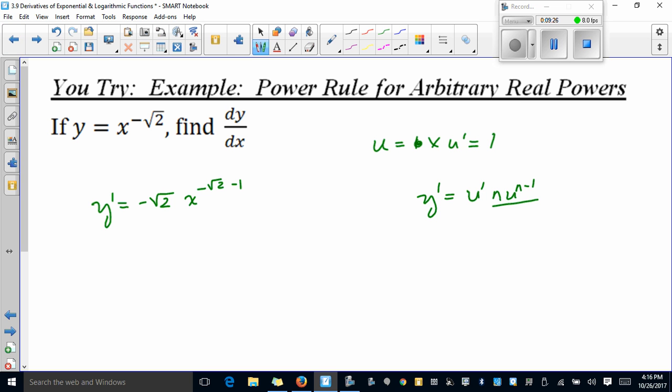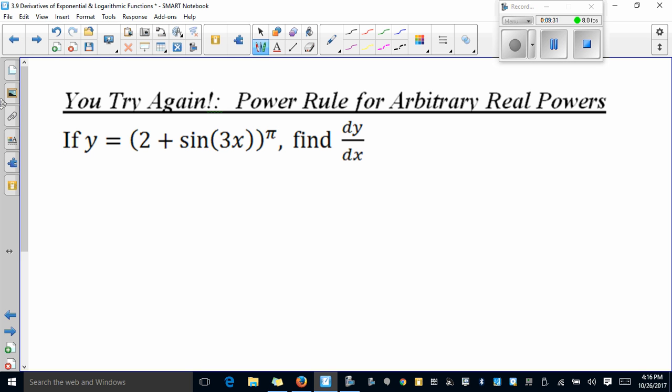Okay, power rule of arbitrary real numbers again. Well, at least that was too soon for our bell work, but anyways. 2 plus sine of 3x to the pi power, find dy dx. This is 100% chain rule, so we want to make sure we have it on there. Even though we know this is going to be u prime n u to the n minus 1, that's going to happen all in the chain rule, but we have something inside of something inside of something. So you can see that we have the 3x inside the sine, all of this mess inside of the parentheses, which gives us pi on the outside.